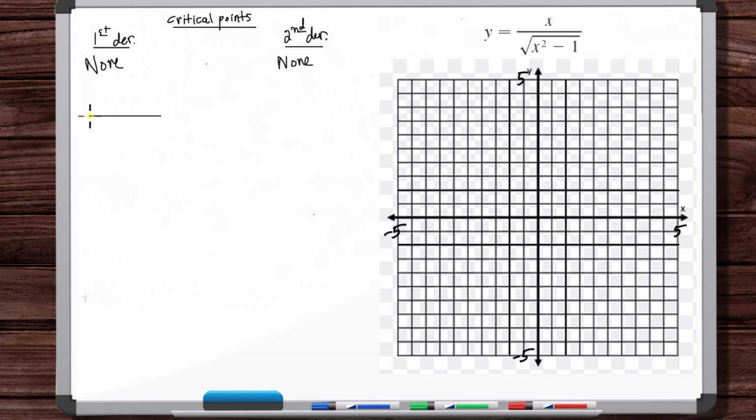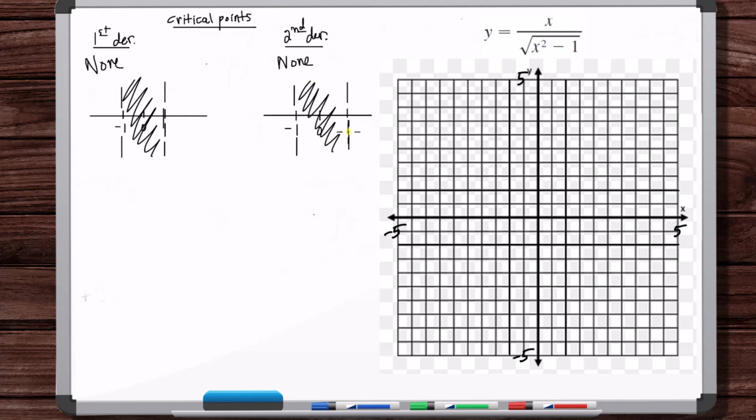Let's do this. So if we look, we've got 0, minus 1, 1. Okay. Here's two regions, and there's nothing in this region. And then same idea here for the second derivative. So 0, minus 1, 1. Okay, and there'll be nothing in here.